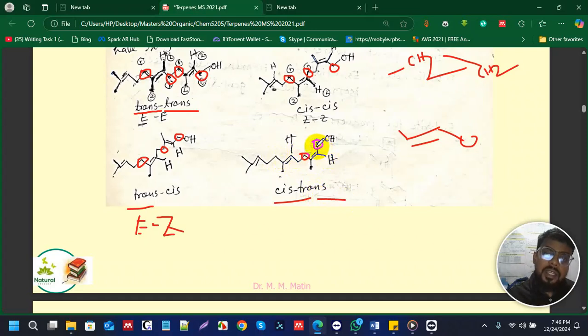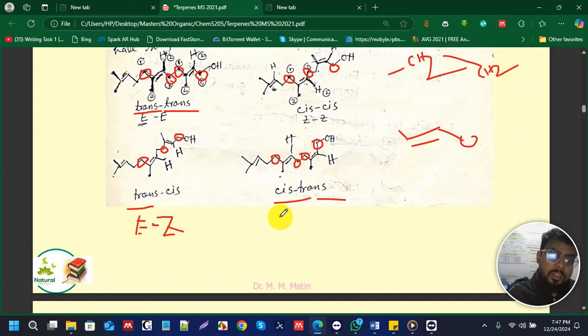Cis means the two CH2 are located on the same side. When the two CH2 are located on different sides, in such cases we can say that it's a trans conformation. In the first double bond, we are seeing that two CH2 are located in the upper side of the double bond, so we can say it's a cis. In case of this portion, the two CH2 are located in the opposite direction. That's why we can see that the second double bond is in trans conformation.